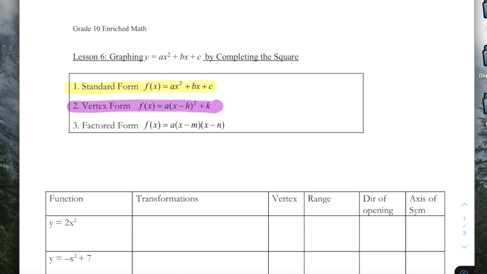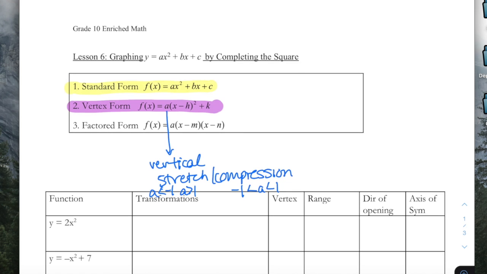We know that when given vertex form, A represents the vertical stretch and compression. A stretch is when A is less than -1 or when A is greater than 1. And when A is between -1 and 1, it's a compression. We also know that if A is negative, there is a vertical reflection.